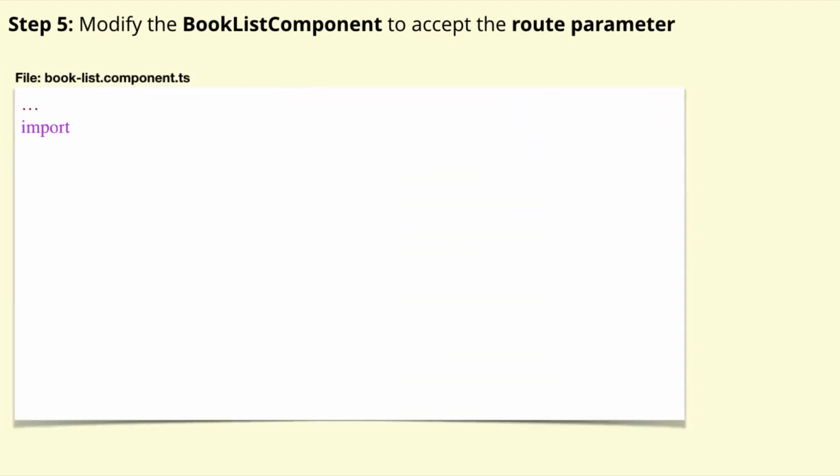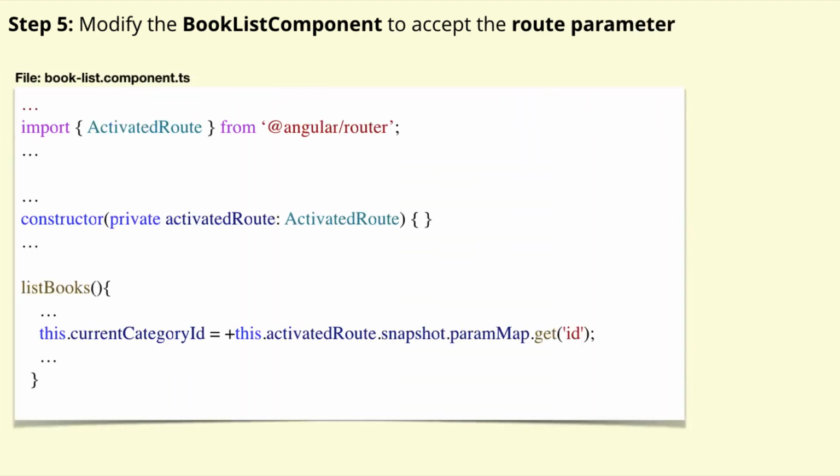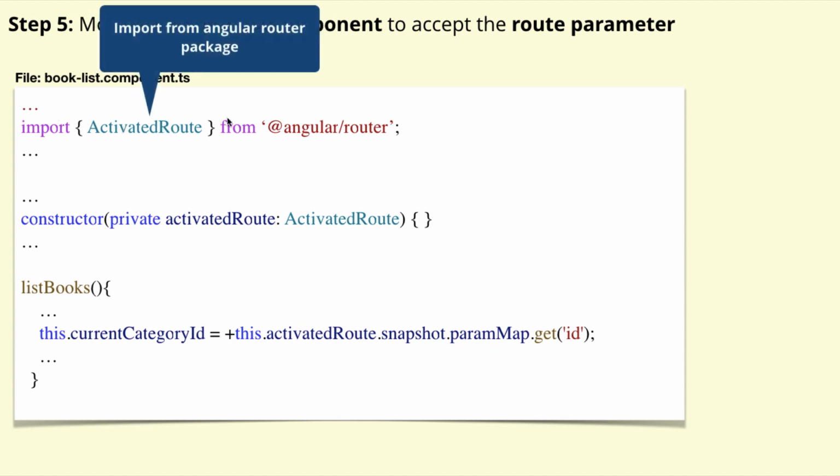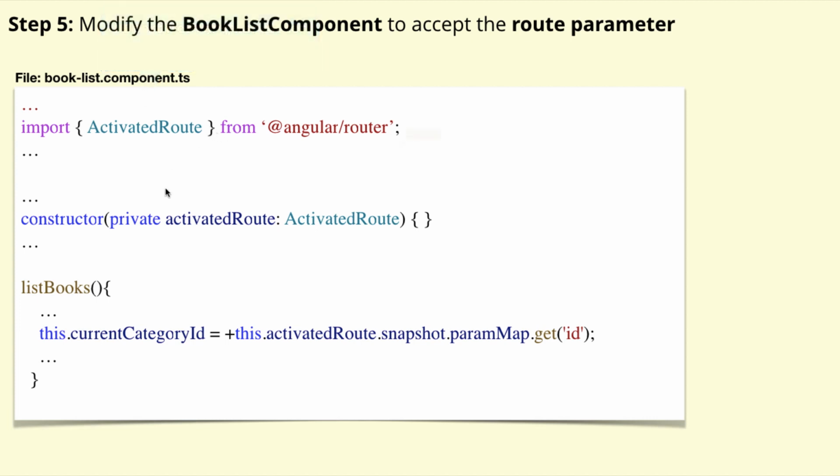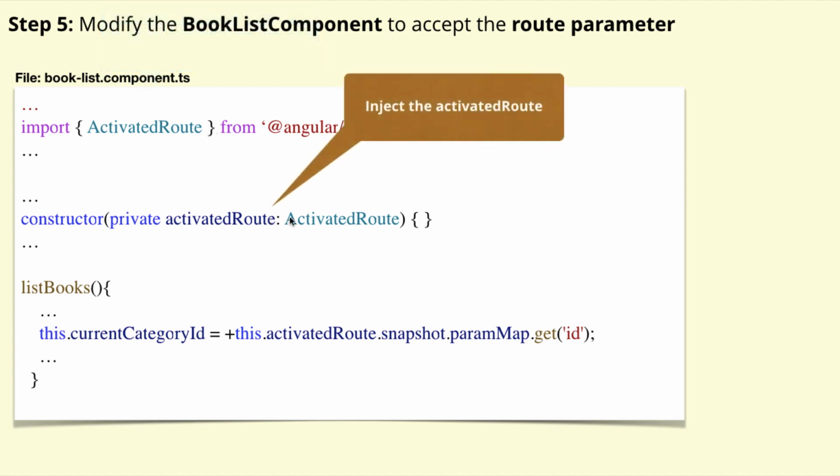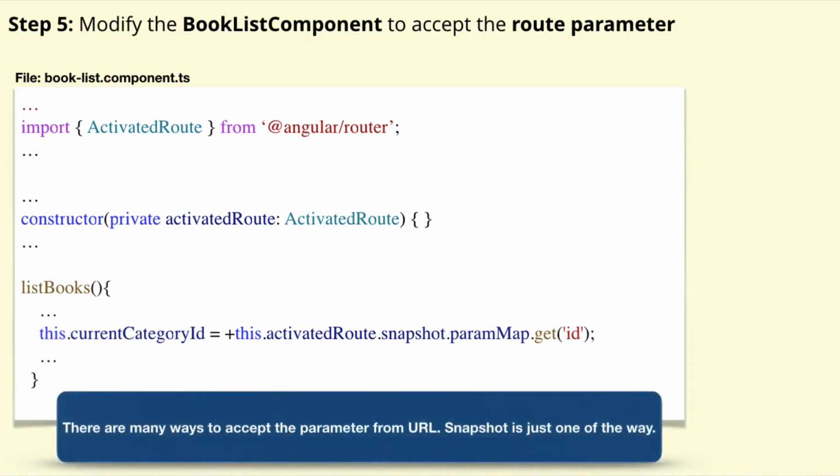Alright, step 5 is to modify the book list component to accept the URL parameter. Within the book-list.component.ts, we're going to import ActivatedRoute from the router package. Inside the constructor, we're going to inject the ActivatedRoute to get the URL parameter. And inside the listBooks method, we're going to make use of the snapshot approach to get the URL parameter. There are so many ways to accept the URL parameter, and snapshot is just one of them.